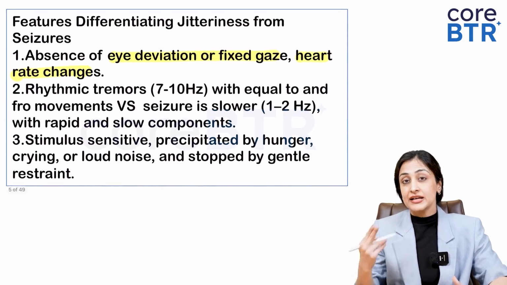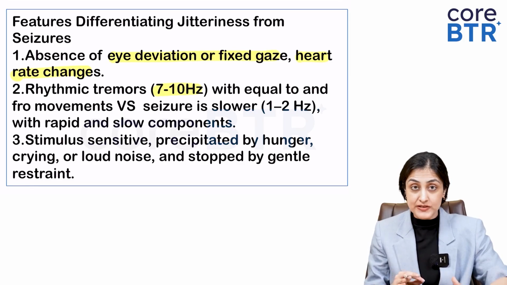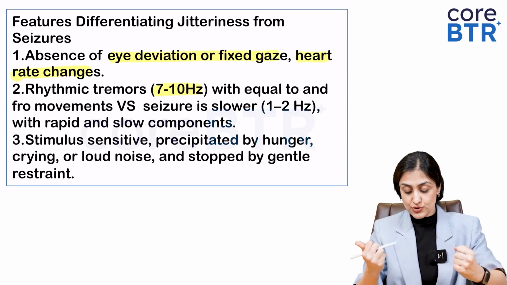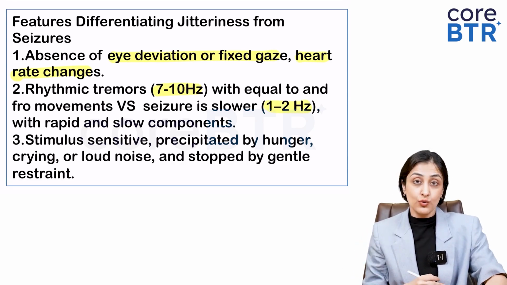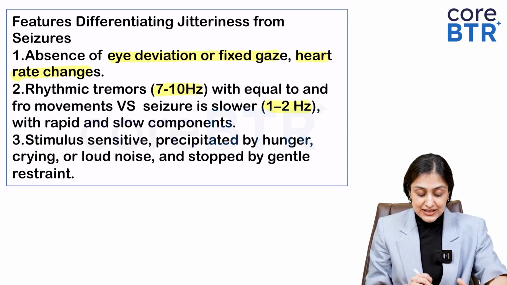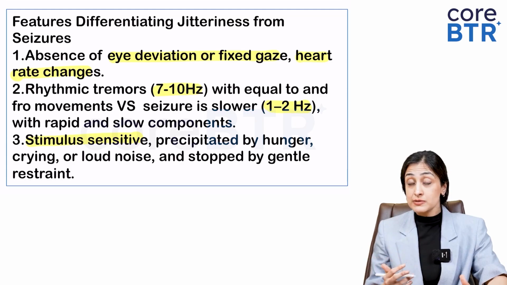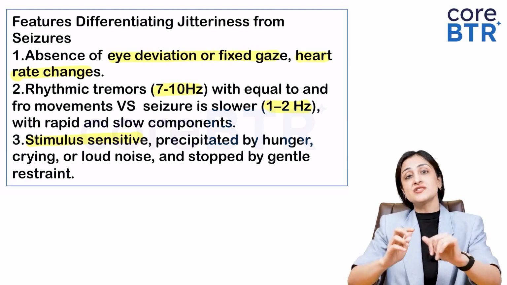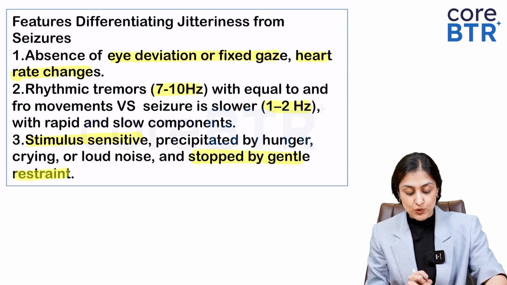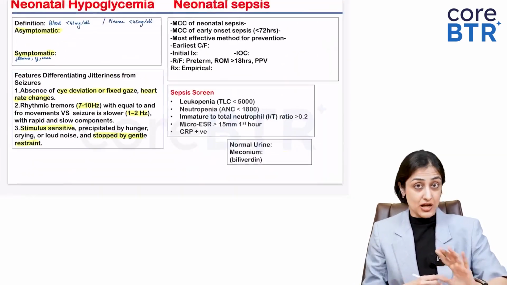Second, the rate. The tremors are much faster, 7 to 10 hertz with equal movements. Whereas in a seizure, there'll be a slow and a fast component, okay? And it is much slower overall, 1 to 2 hertz. So that's very important. And jitteriness is stimulus sensitive. Hunger, crying, loud noise will stimulate it, and if you hold restraint, it will stop. But seizures will not stop, and that is one of the most important features, right? So this could be a potential question, never been asked so far.